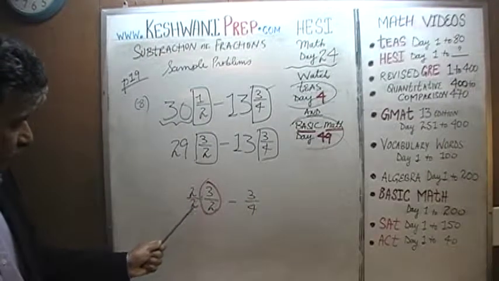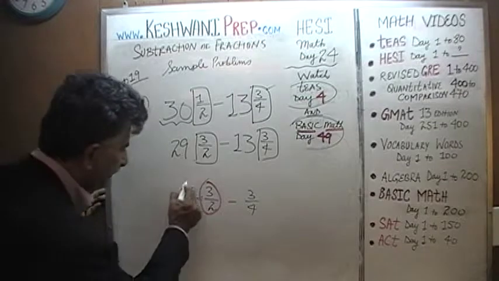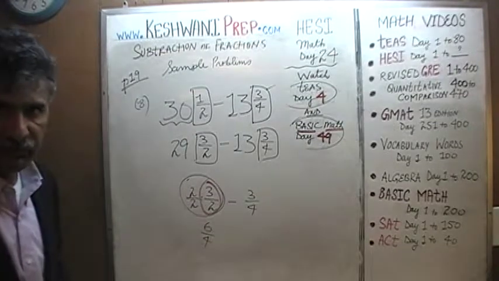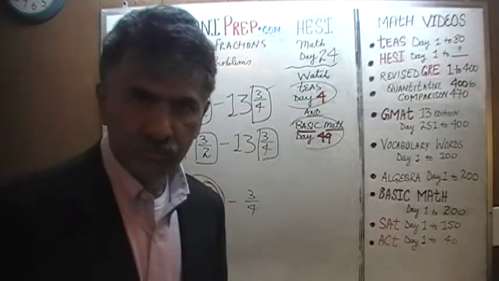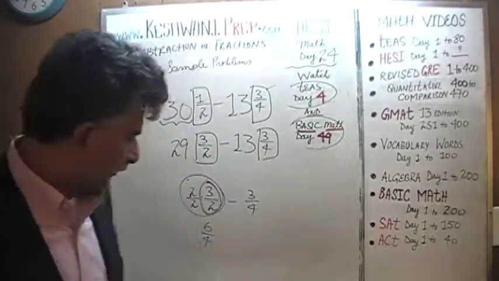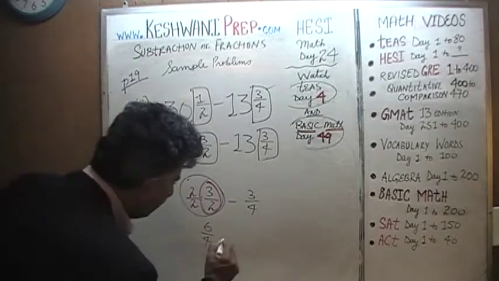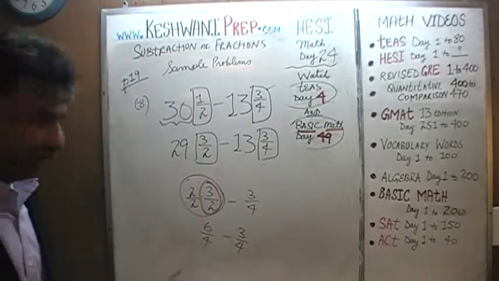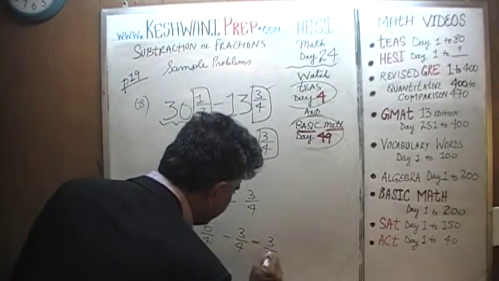2 times 3 is 6. 2 times 2 is 4. So this quantity here is 6 quarters. Which makes perfect sense. 2 quarters, 2 quarters, 2 quarters, 3 halves make 6 quarters. Now, we have 6 quarters here minus a 3 quarter. We can take care of it very easily. 6 quarters minus 3 quarters is simply 3 quarters.